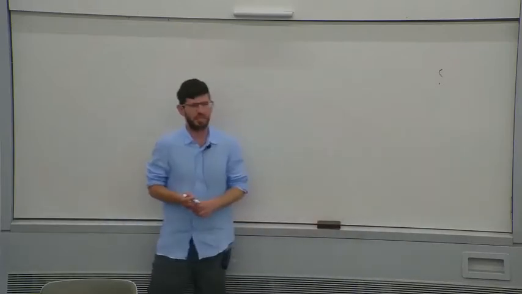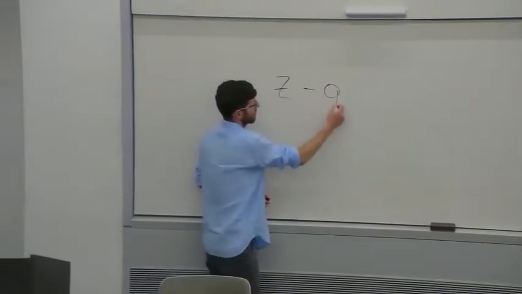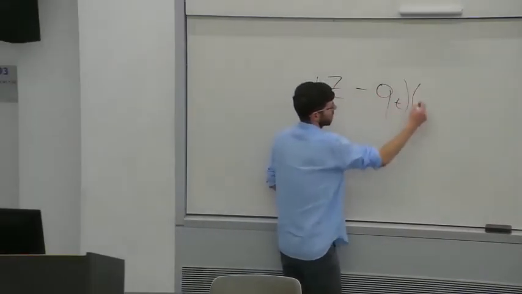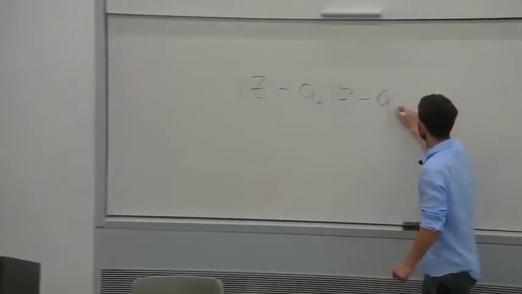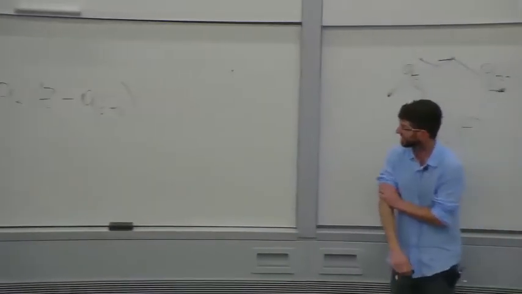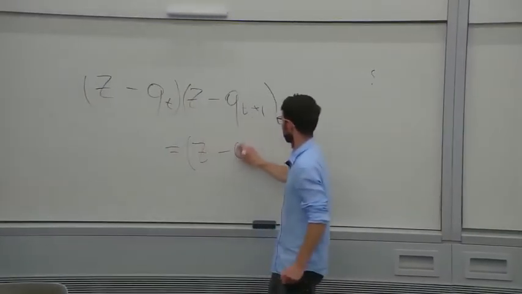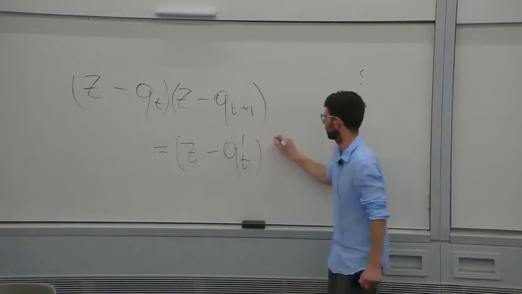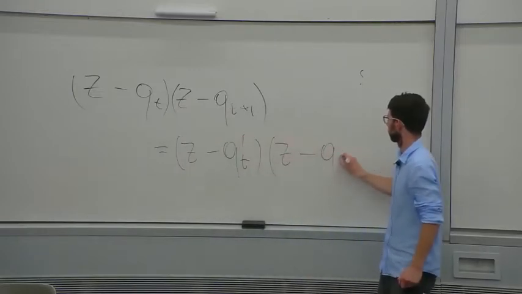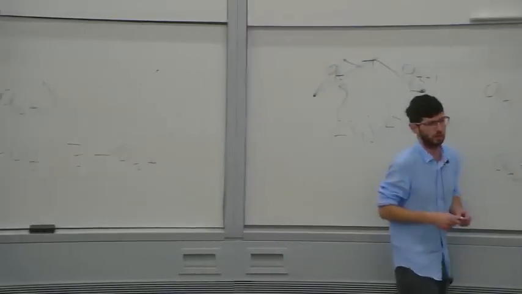So saying that the sum is preserved and the product is preserved, I believe it's the same as saying that this polynomial here is preserved. In other words, when we do recutting, if we had q_t and q_{t+1}, they will be replaced by q_t' and q_{t+1}', and these two polynomials are equal to each other.